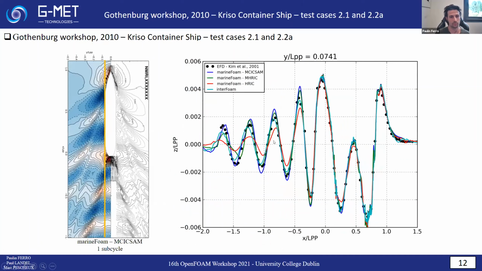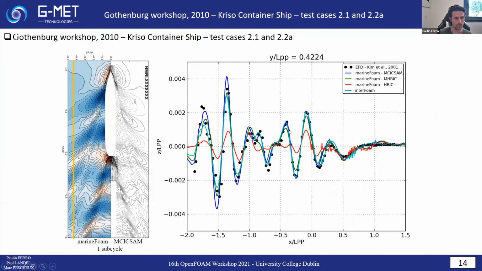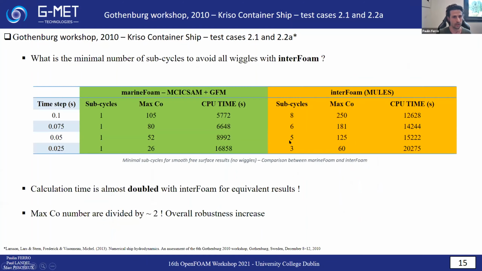As we can also see on this graph, this is a wave cut line here. With Ashwick, the wave elevation is quickly damped. Again, very damped with Ashwick in red. All other results are very good.